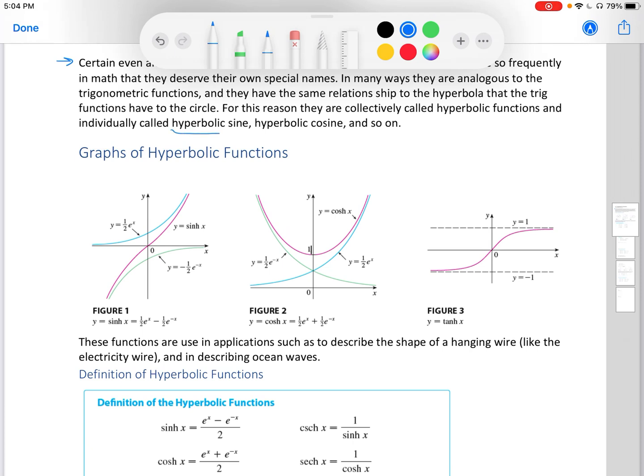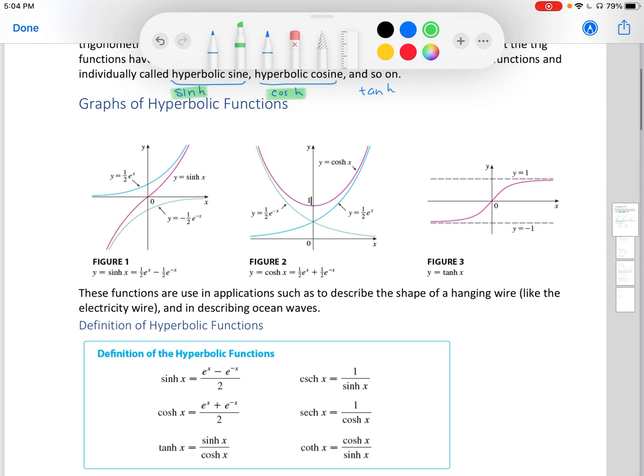So hyperbolic sine, we'll see that as sine but with an h. Hyperbolic cosine, cosine but with an h. And you can guess tangent. Hyperbolic tangent would be tangent with an h. I've often heard my professors in the past call it sinh and cosh, but then I don't know what they call the rest. So I'll just refer to them in the future as hyperbolic sine and hyperbolic cosine.